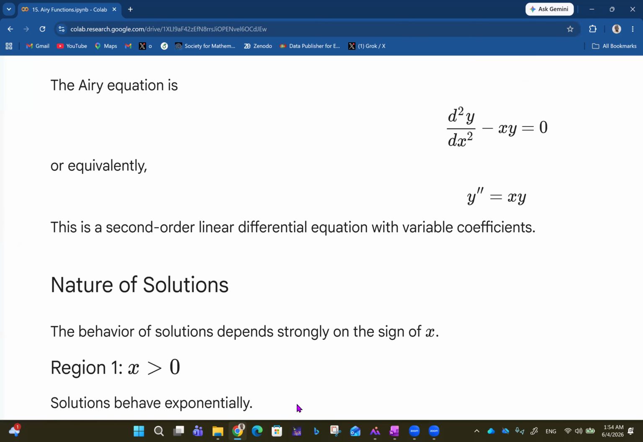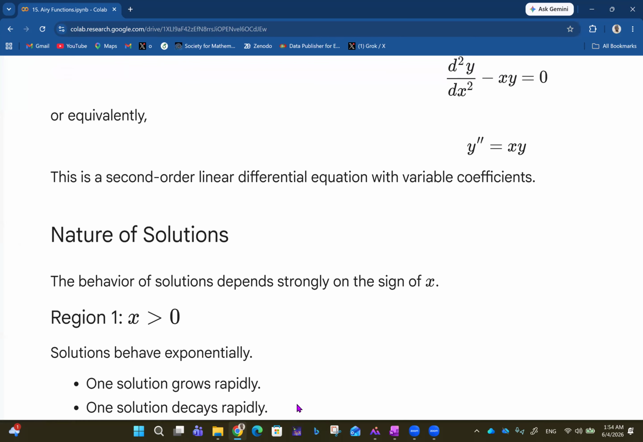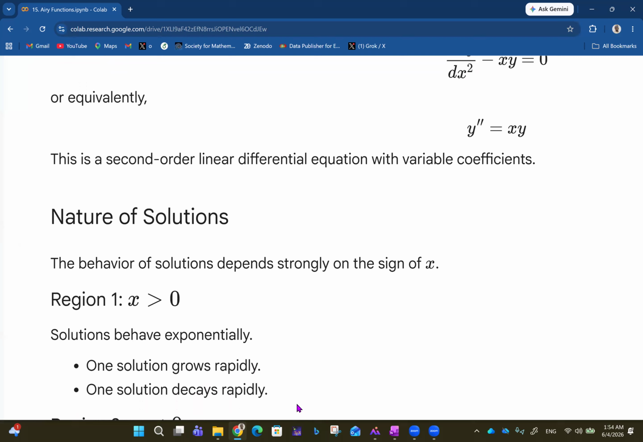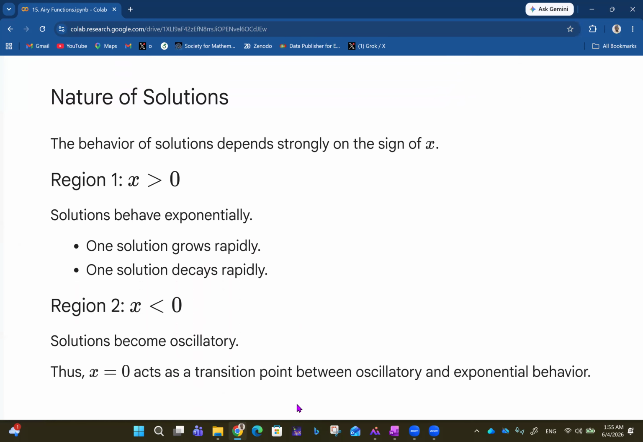Because it's a second order equation, you can expect to get two solutions at the end of the day, like y1 of x and y2 of x. One grows rapidly, the other decays rapidly. Then the second region is where x is less than 0. The solution becomes oscillatory when x is less than 0. So when x is greater than 0, it is exponential, and when x is less than 0, it is oscillatory. Thus, x equals 0 acts as a transition point between oscillatory and exponential behavior.